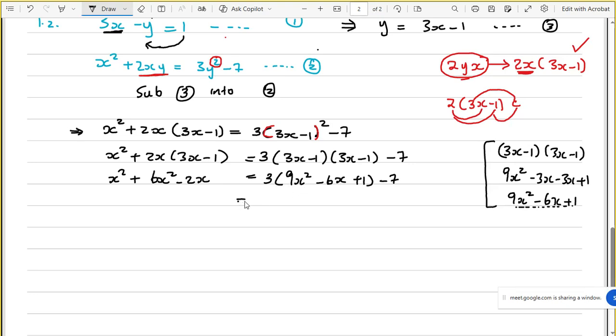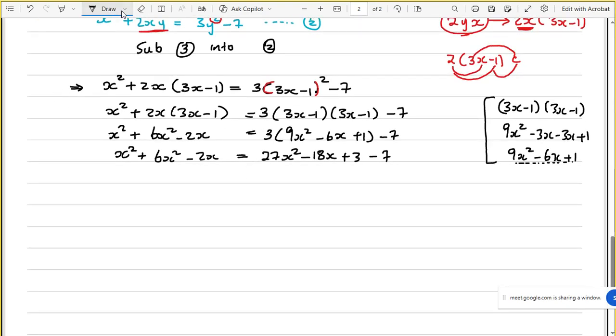So now, multiplying out the bracket by the 3, this gives us 27x squared. 3 times 6, that's minus 18x. 3 times 1, that's positive 3, minus 7, and this is still equal to x squared plus 6x squared minus 2x.